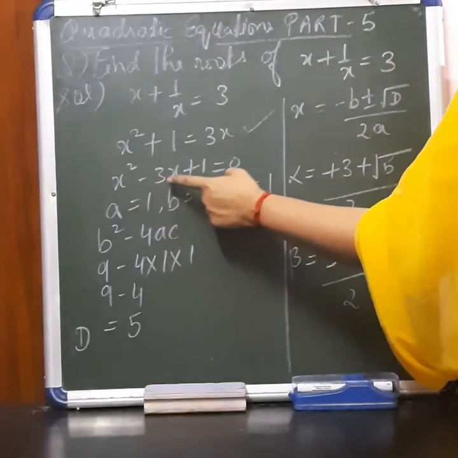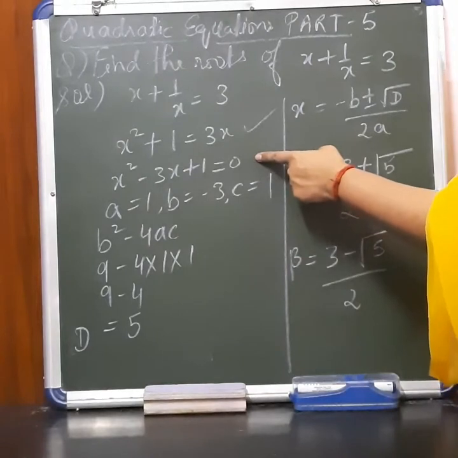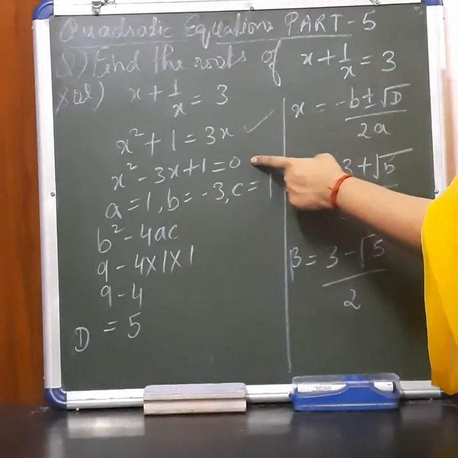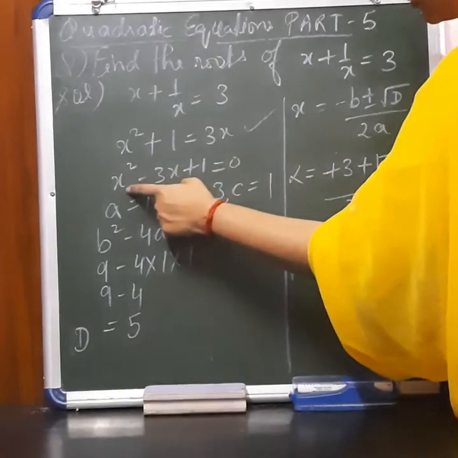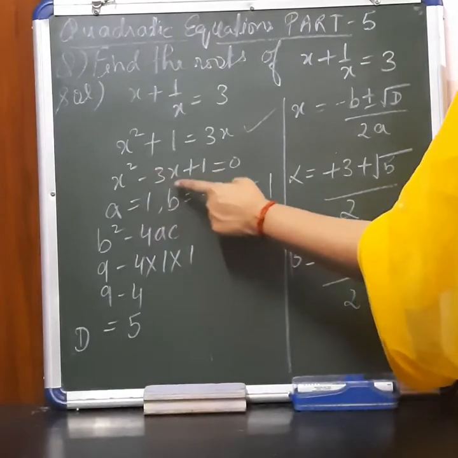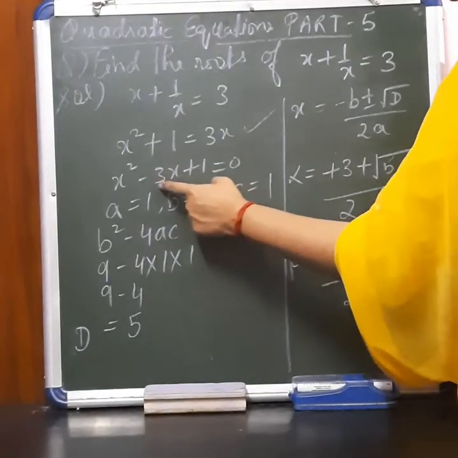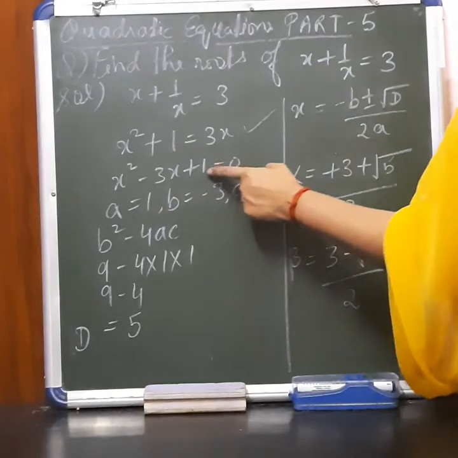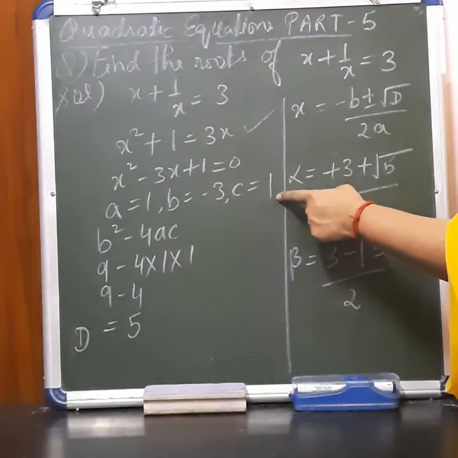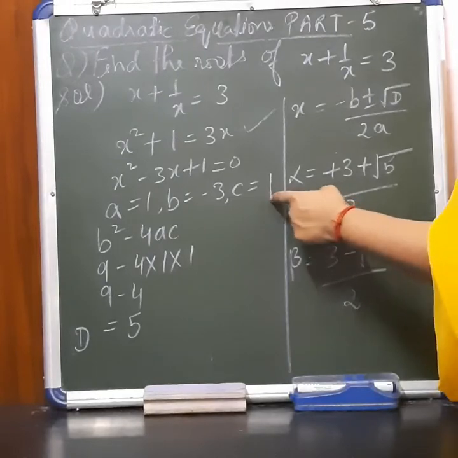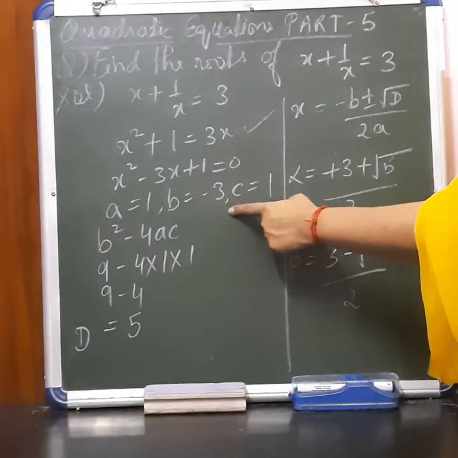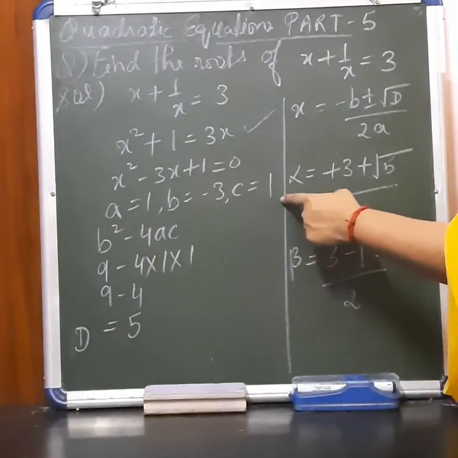It is ax square plus bx plus c is equal to 0. From this equation you will find the values of a, b, c. The coefficient of x square is a, that is 1. The coefficient of x, the value of b, is minus 3, and the constant is 1. So the value of c is 1. So here we have the value of a, it is 1, the value of b, it is minus 3, and the value of c, it is 1.